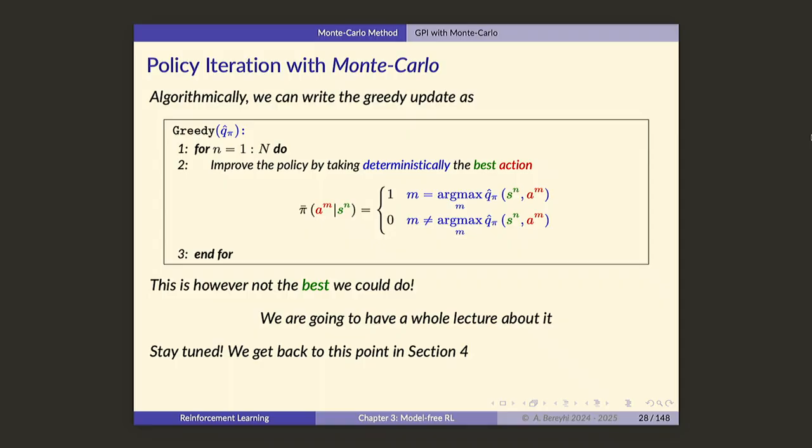So some of you might have heard of the epsilon greedy approach. That is a kind of modification of this one, which we are going to do later in this chapter. But right now, based on the policy iteration, this is the kind of update that we do, the way that we improve it. Okay?